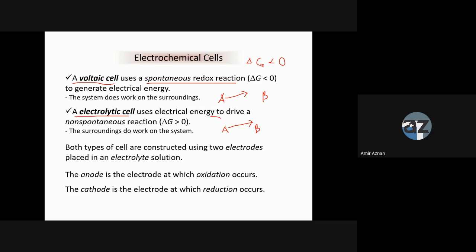Okay, doctor, thank you. Okay, so both type of cell are constructed using two electrodes, placed in electrolyte solution. So the anode, kita ada anode dengan cathode.